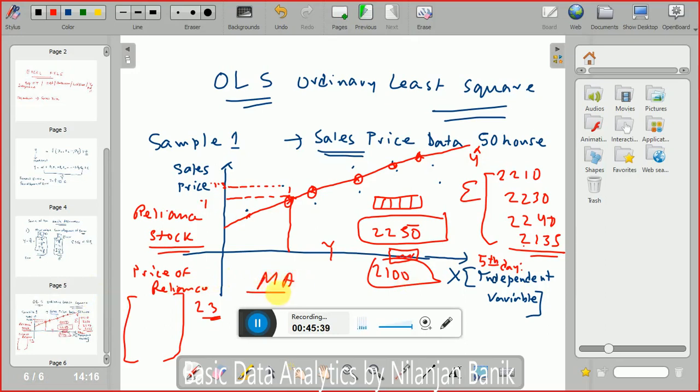This price is also called the moving average price. This moving average price can be for the last 40 days, 30 days, or 7 days, depending upon what type of data analysis we are doing. Is it clear? Any question? Please ask questions.